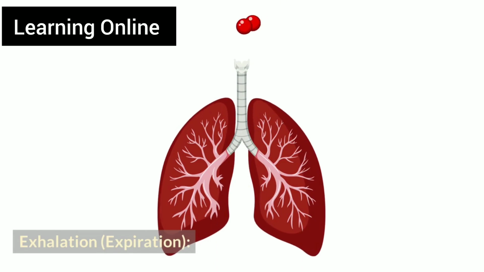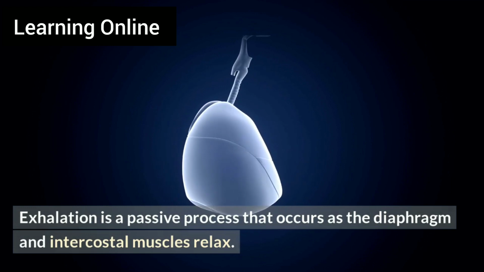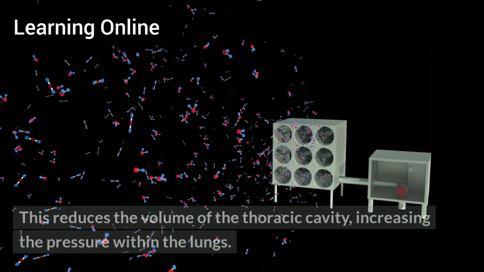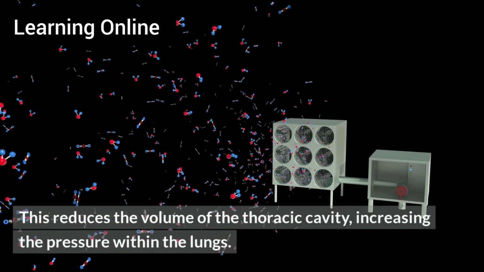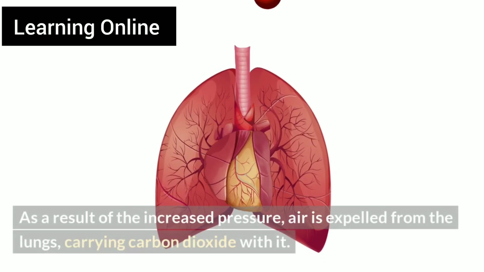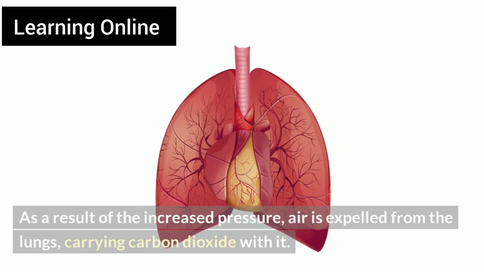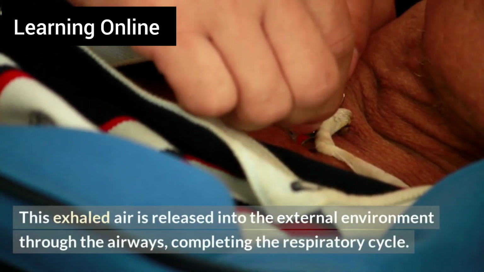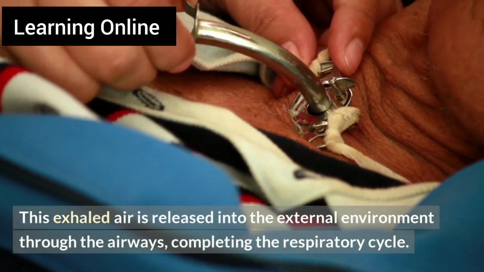Exhalation. Exhalation is a passive process that occurs as the diaphragm and intercostal muscles relax. This reduces the volume of the thoracic cavity, increasing the pressure within the lungs. As a result of the increased pressure, air is expelled from the lungs, carrying carbon dioxide with it. This exhaled air is released into the external environment through the airways, completing the respiratory cycle.